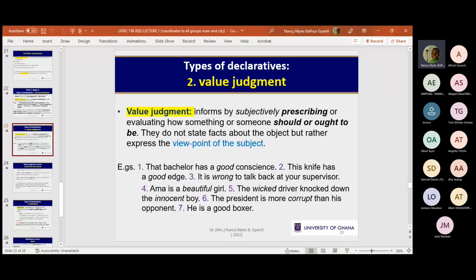Now, the second type of statement is value judgment. Amma is a beautiful girl. Now, when I said Amma is a girl, if we are all observing, we will use observation to ascertain the truth or falsity of that statement. But if I say Amma is a beautiful girl, then that does not depend on observation any longer. That is my point of view versus your point of view.